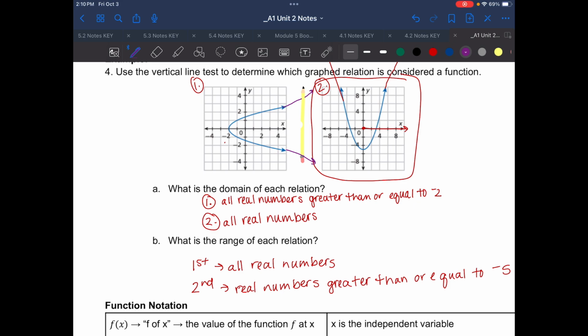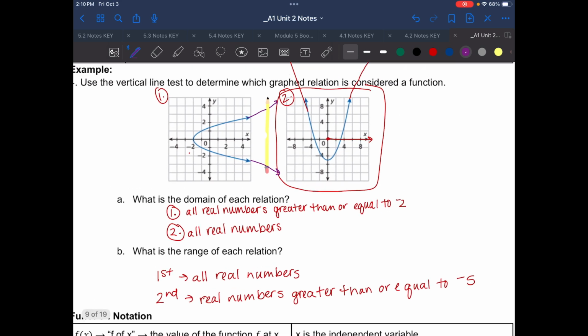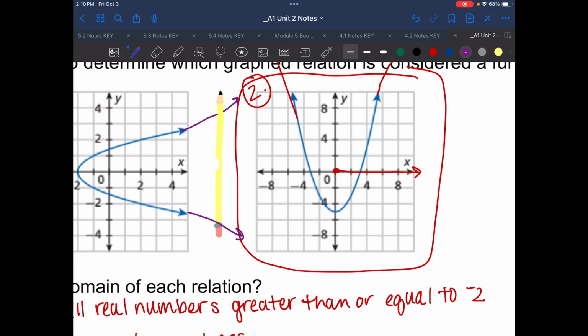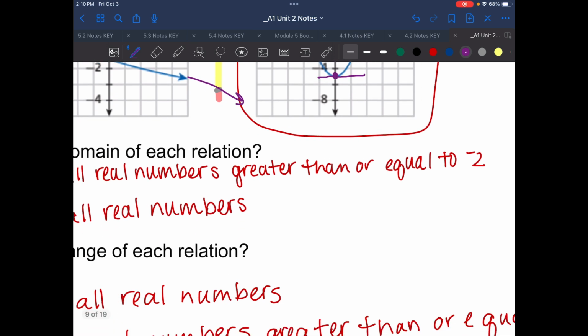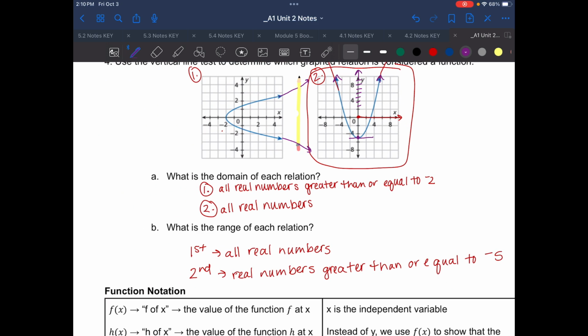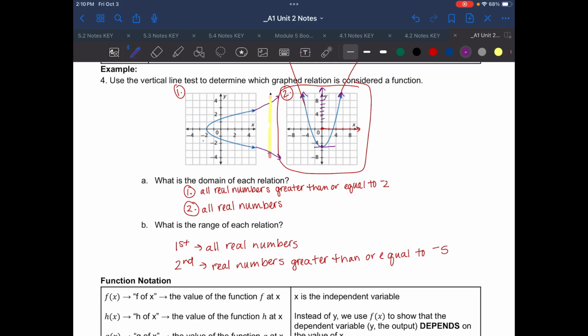For the second graph, the range is all the possible y values. Well, it looks like every single y value is being hit, and it will keep going up because these arrows are going up until you hit this -5. There's no y values less than -5. So our range is real numbers greater than or equal to -5.